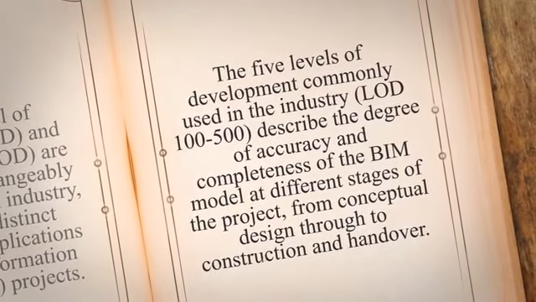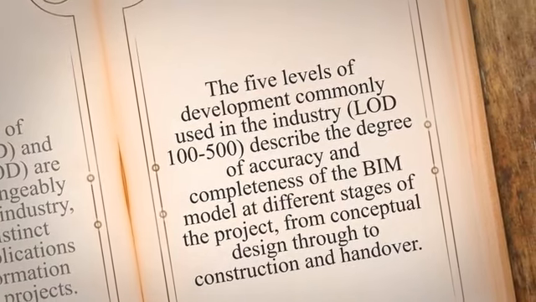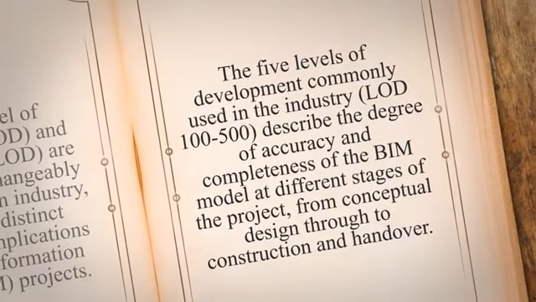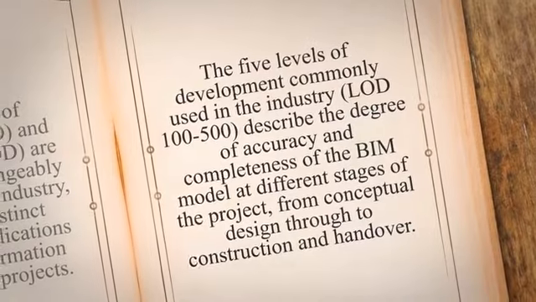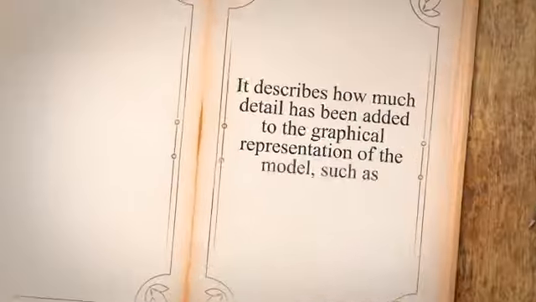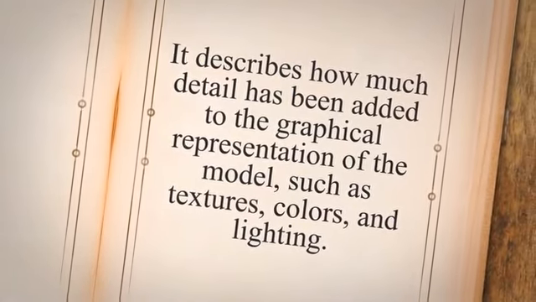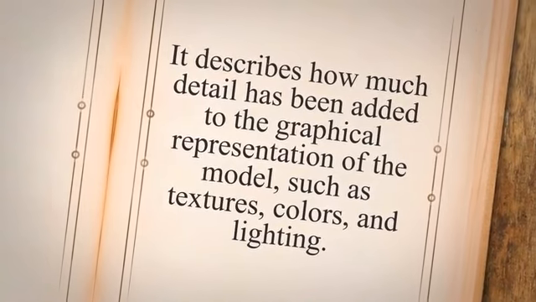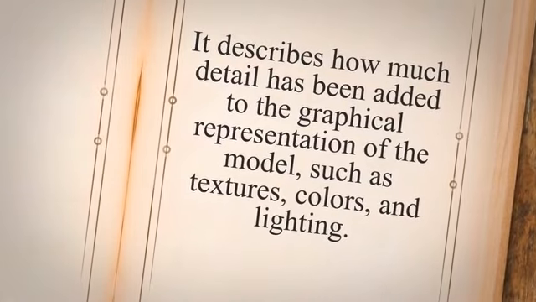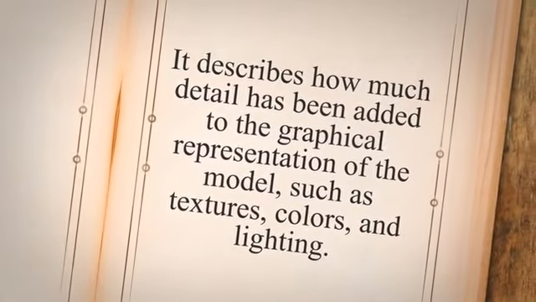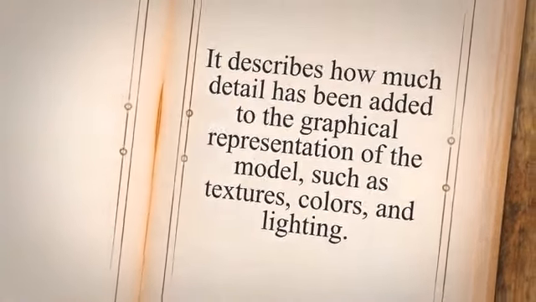The 5 levels of development commonly used in the industry, LOD 100 to 500, describe the degree of accuracy and completeness of the BIM model at different stages of the project, from conceptual design through to construction and handover. Level of detail, LOD, on the other hand, refers to the amount of visual detail contained in a BIM model. It describes how much detail has been added to the graphical representation of the model, such as textures, colors, and lighting. LOD is often used to describe the level of visual detail required for a particular project or application.